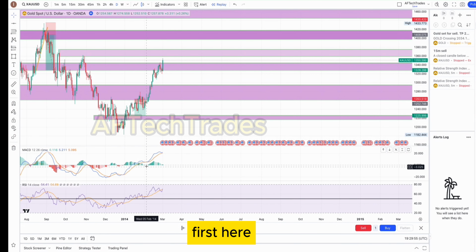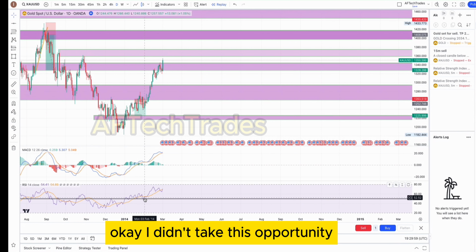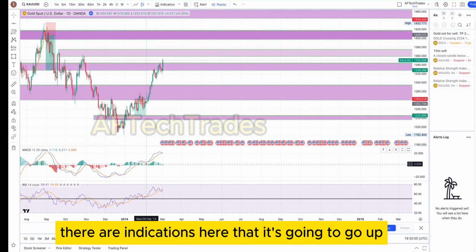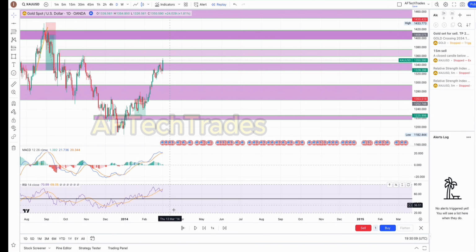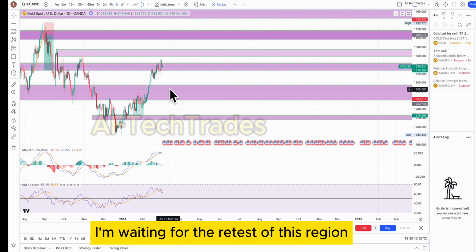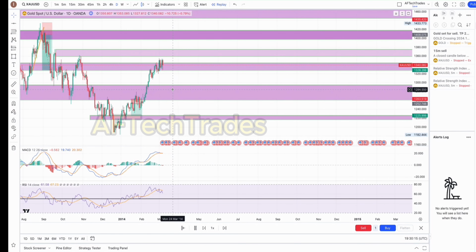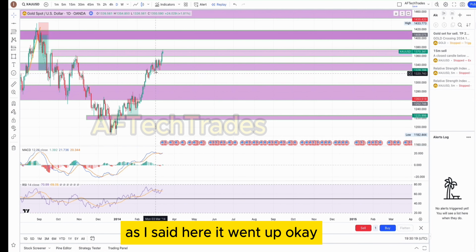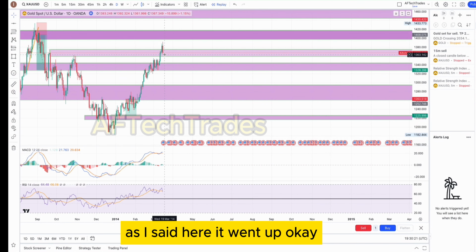First, here, okay, I didn't take this opportunity, I will let it go, but there is a perfect opportunity here to enter. There are indications here that it's going to go up. Maybe we missed it. Let me continue. I'm waiting for the retest of this region. The retest of this region to, okay, as I said here, it went up.